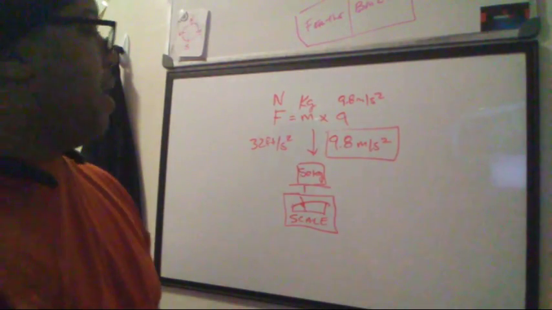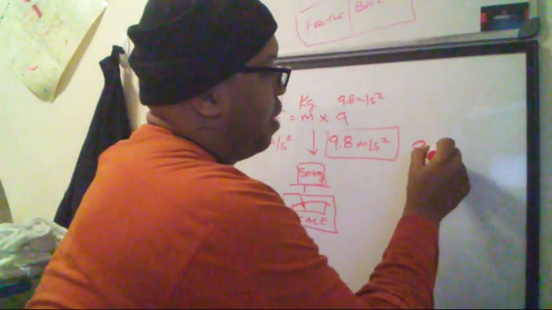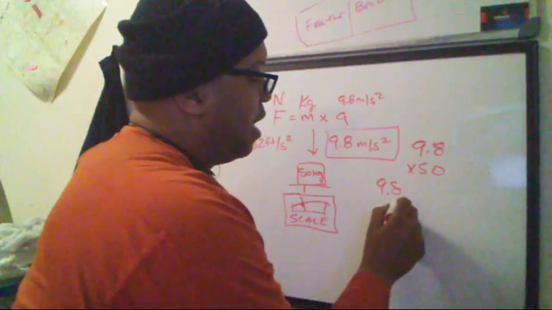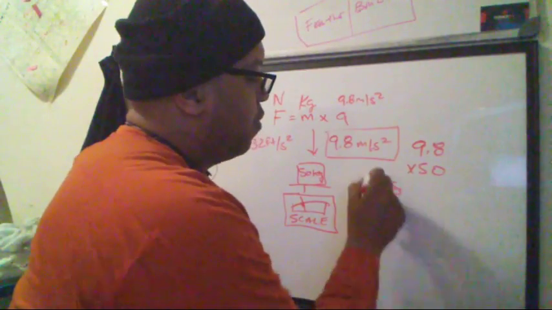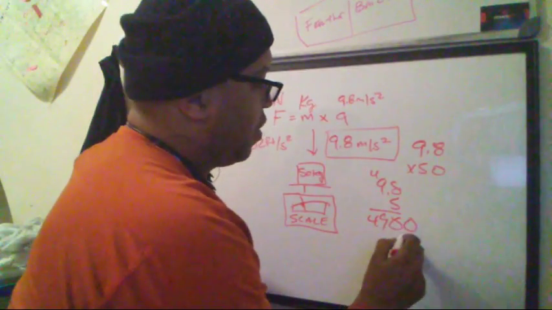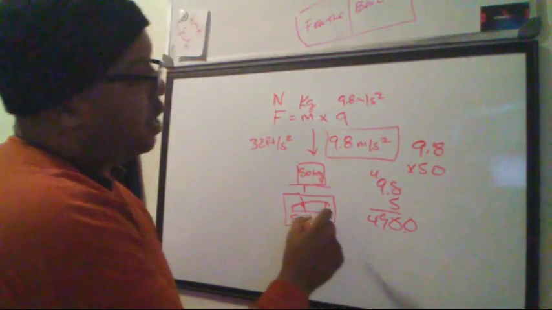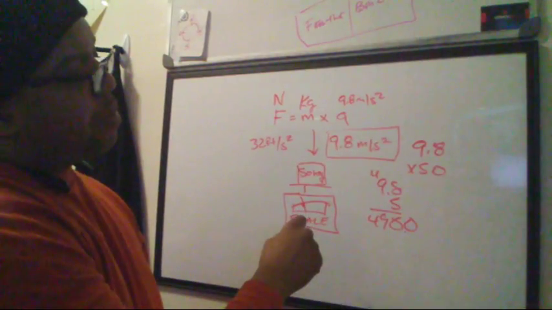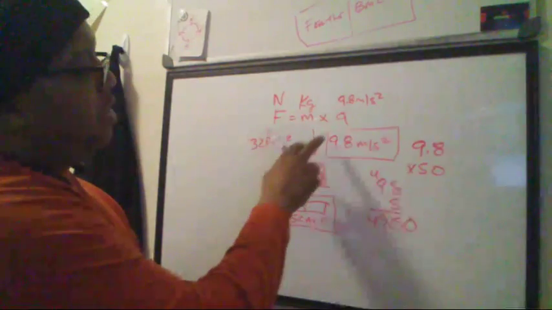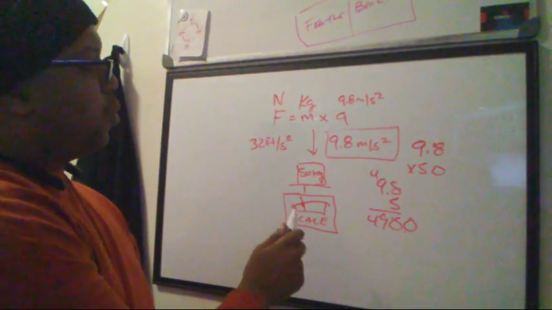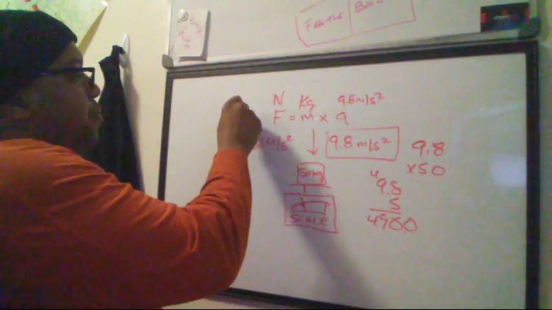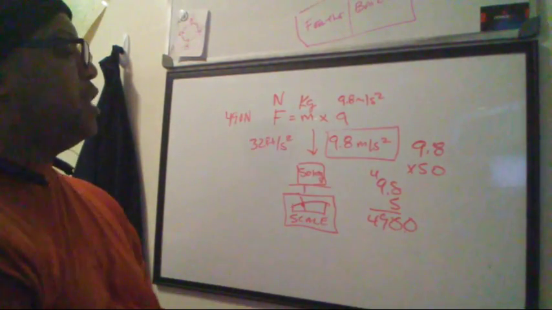Now, for rapid math, you could sit there and do 9.8 times 50, or I would just do 9.8 times 5 and then add the 0. 49. Then add the 0. Mass 50, acceleration 9.8 meters per second squared. So 490 newtons is the answer. That is how much the object weighs.